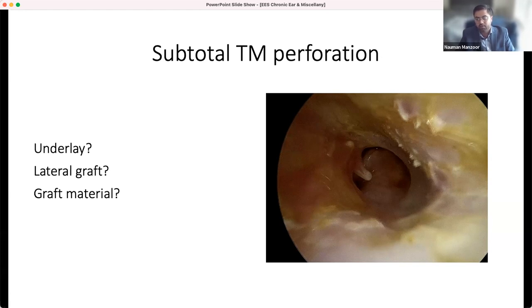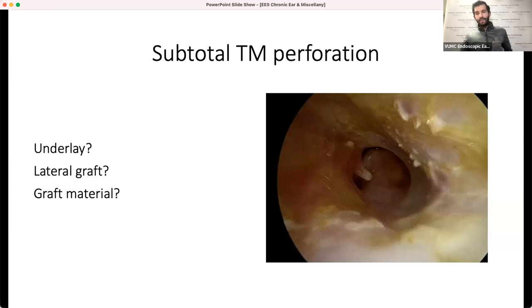So if you're not happy with how it's sitting, you can certainly lift up the graft, put a little bit more gel foam, pack it really tightly, and then you're happy with that. And that works well even in ear canals with a little bit of anterior bulge, because you can use an angled endoscope and look at that.